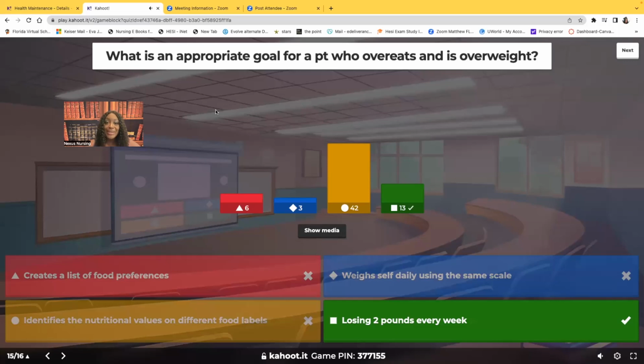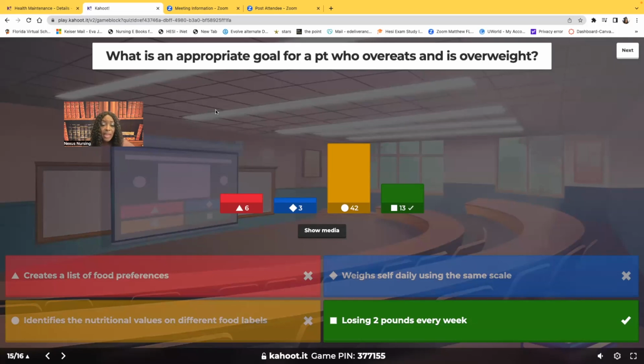Wow. So you guys did the same thing here on Kahoot that you're doing on the live. You mostly chose yellow, even though it's important to identify nutritional values of different foods. Yes, that's very important. But at the end of the day, what's the problem? Go back to the question. It says, what would be an appropriate goal for, here's the problem, the patient who overeats and is overweight. So if they overeat and they're overweight, what would the goal be? For them to lose weight.